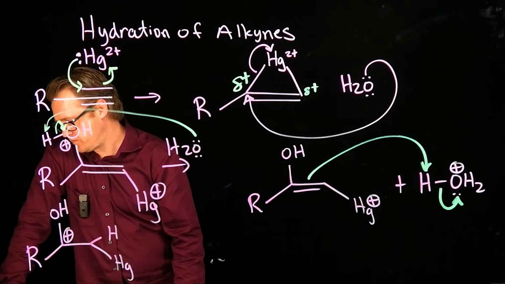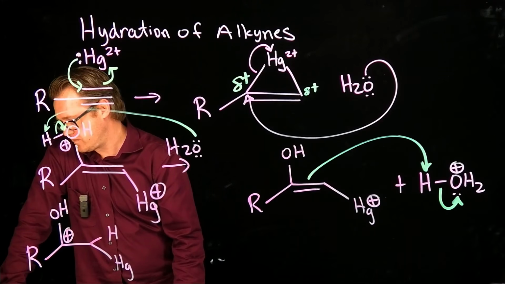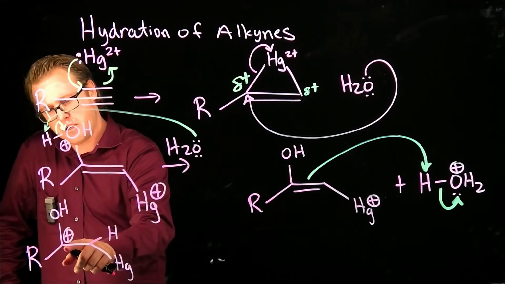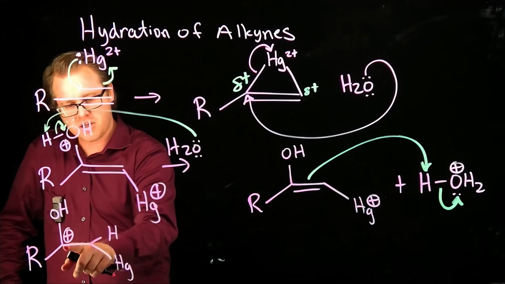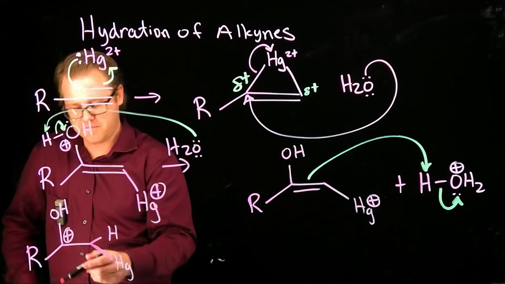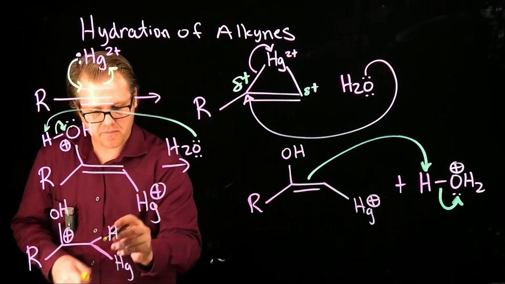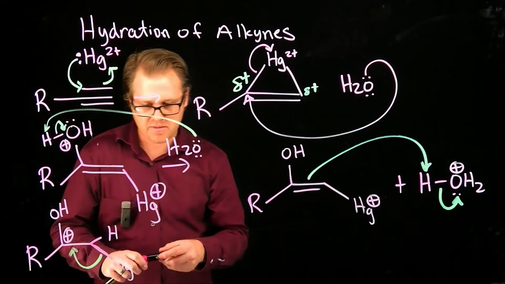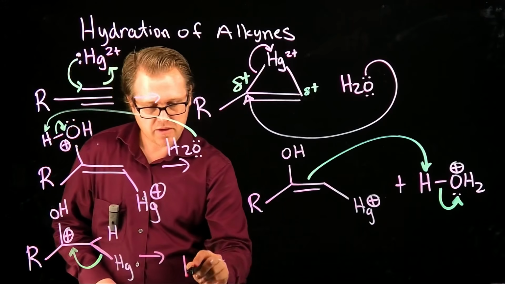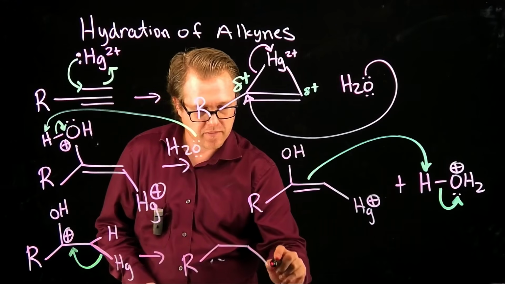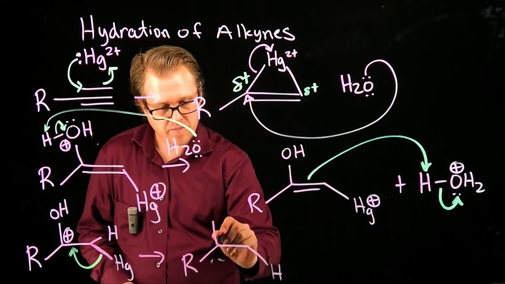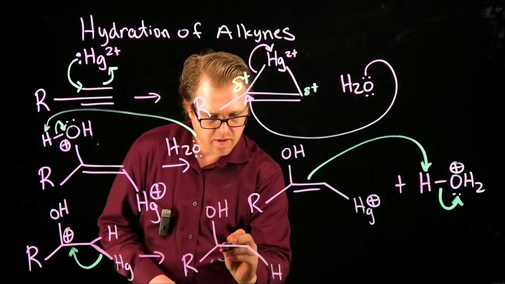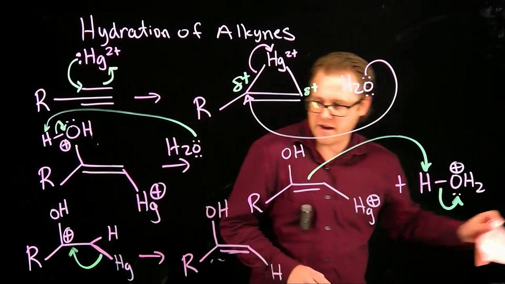What we're going to do now is, because we've generated a positive charge here, this mercury bond right here is going to break and give its electrons to that species. And so that's going to give us what? Like this. We don't need to draw on that hydrogen.